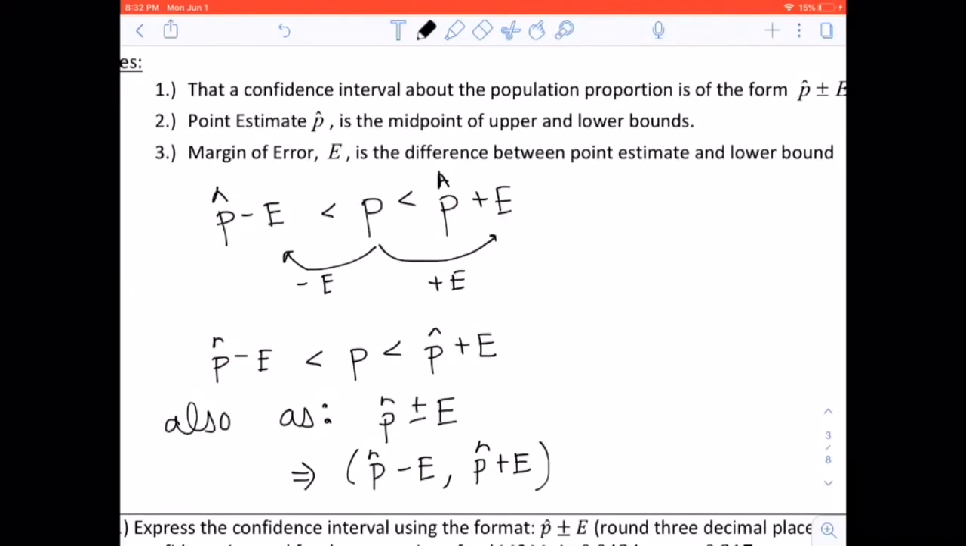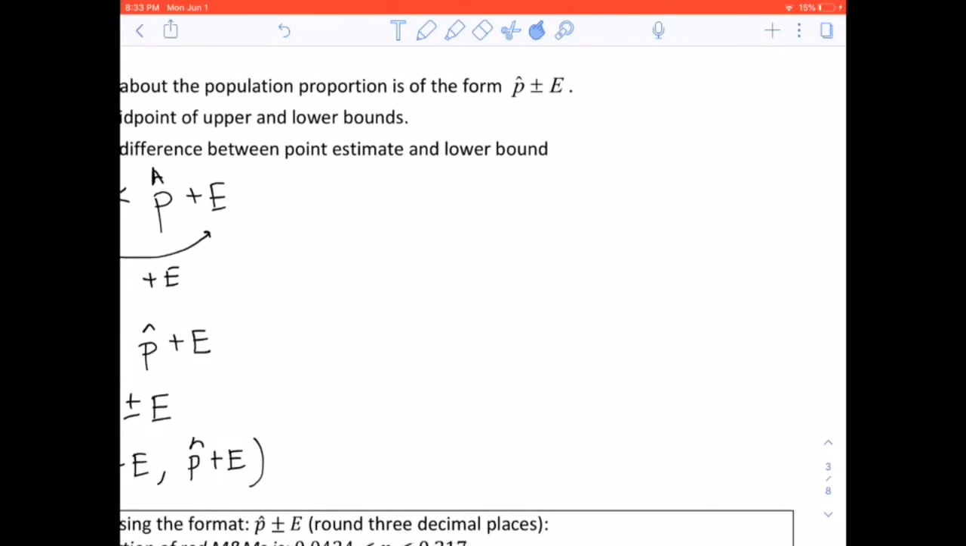Okay, it also tells us that the point estimate P hat is the midpoint of the upper and lower bounds. So we'll go ahead and write that equation down also. So P hat is the midpoint. So that means we're going to add our upper bound plus our lower bound and divide that by 2. So that's going to go ahead and give us our P hat value.